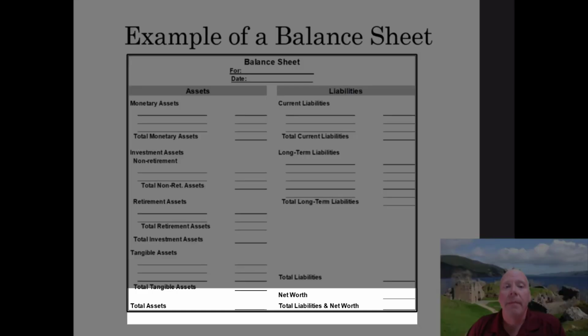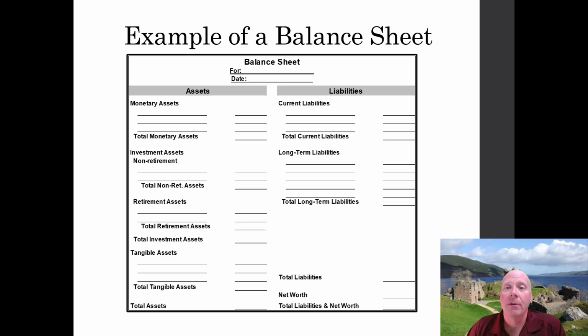Down at the bottom of the balance sheet, you'll see the value of your total assets, and you'll see the value of your total liabilities and net worth. These two numbers will always be equal to each other. That's why we call it a balance sheet. Your assets are balanced by how you've paid for them, equity versus someone else's money.